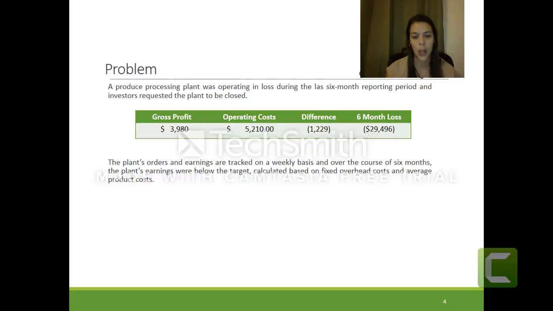As we can see here, the average operating costs were around $5,000 a week, and the gross profit does not reach $4,000. So we have a difference of about $1,200 a week. This through a 6 month period represents about a $30,000 loss in the process.